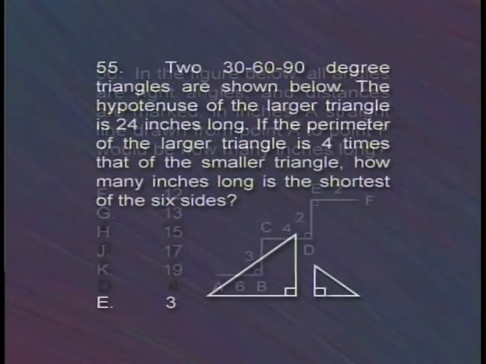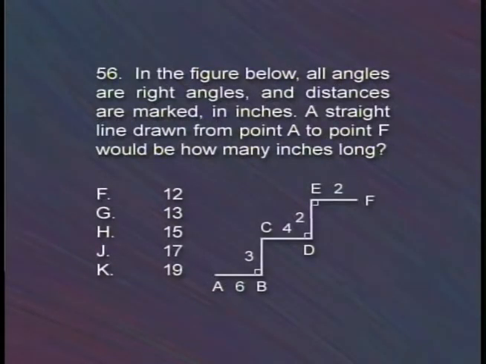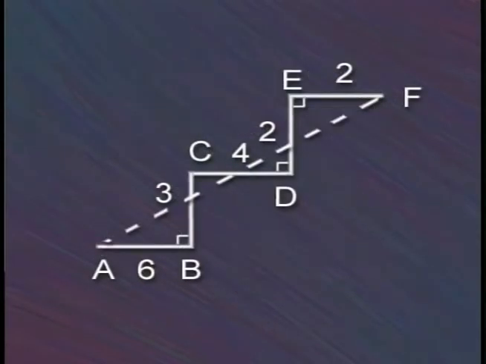Problem 56. In the figure below, all angles are right angles, and distances are as marked in inches. A straight line drawn from point A to point F would be how many inches long? Let's draw the line from A to F. At this point, this problem doesn't appear easy to solve. The line AF cuts across all the lines and the right angles and doesn't appear to be part of any triangle.